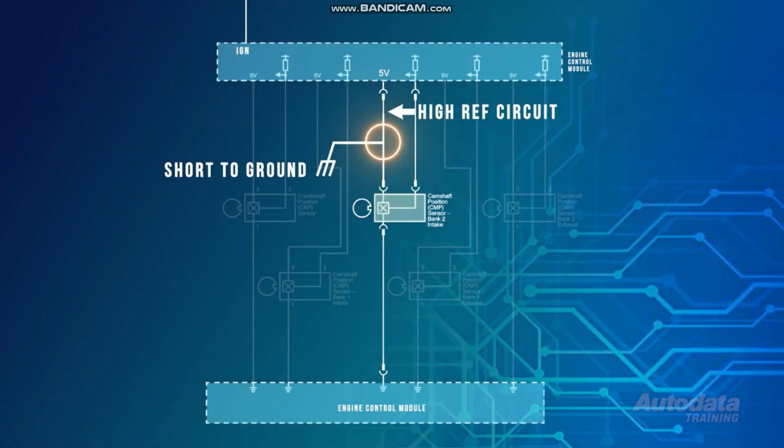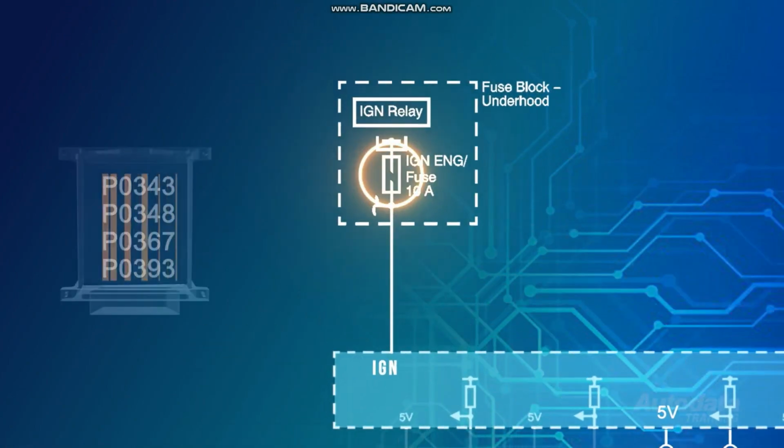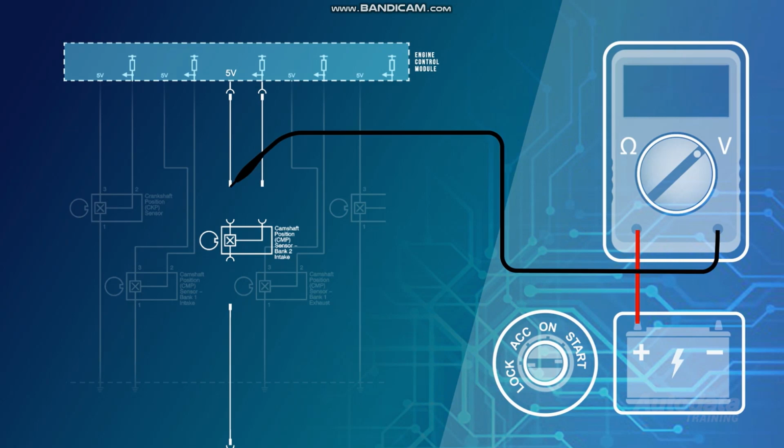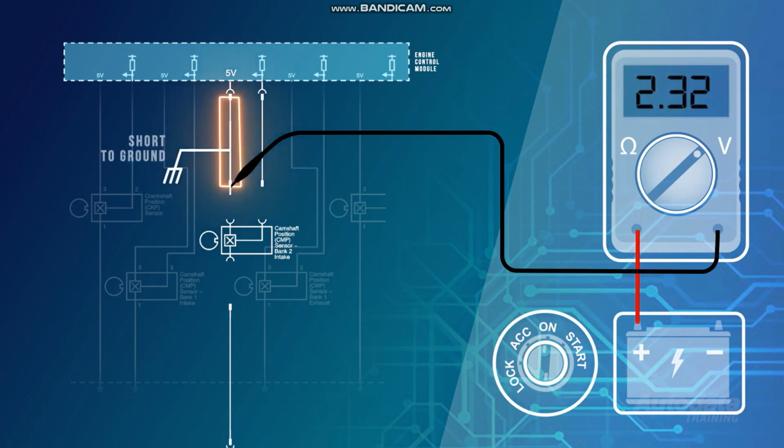A short to ground in the high reference circuit may cause an ECM fuse to open, setting the voltage high code. To check for this, turn the ignition off and place the red lead on battery positive and the black lead on the high reference terminal. Set the meter to volts and turn the ignition back on. Any reading other than 0 will prove a short to ground in the high reference circuit.